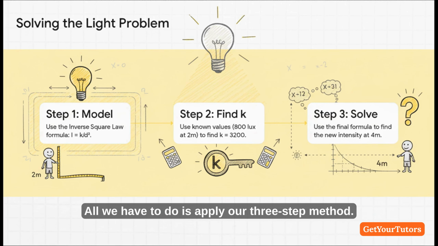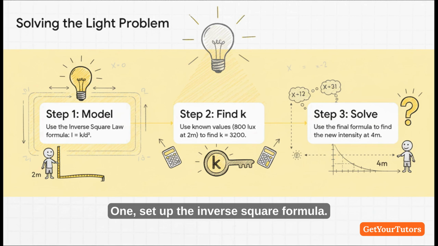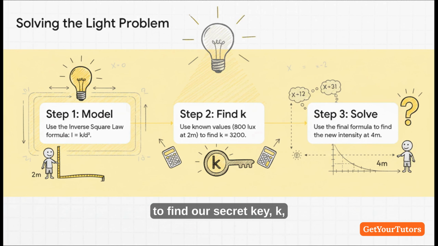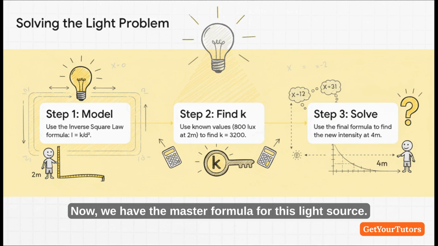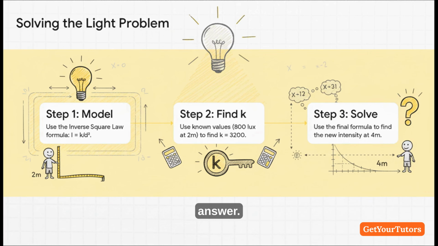All we have to do is apply our three-step method. 1. Set up the inverse square formula. 2. Plug in the values we know, an intensity of 800 at 2 meters, to find our secret key, k, which turns out to be 3200. Now we have the master formula for this light source. So for step 3, we just plug in our new distance of 4 meters to get the final answer.